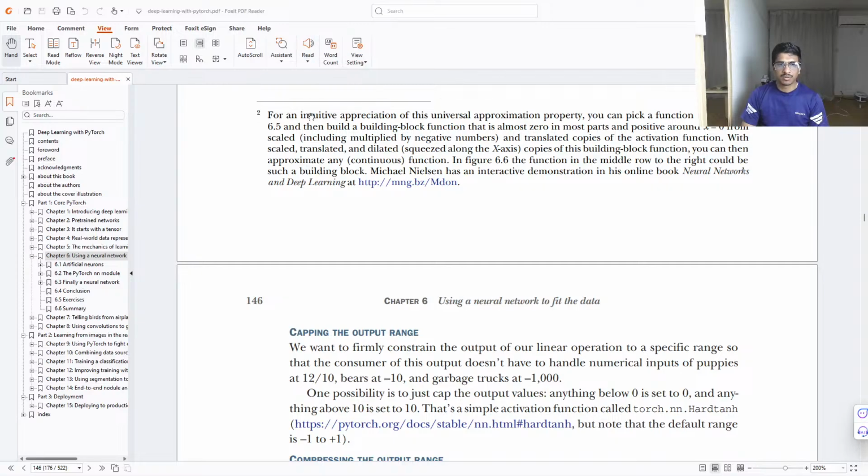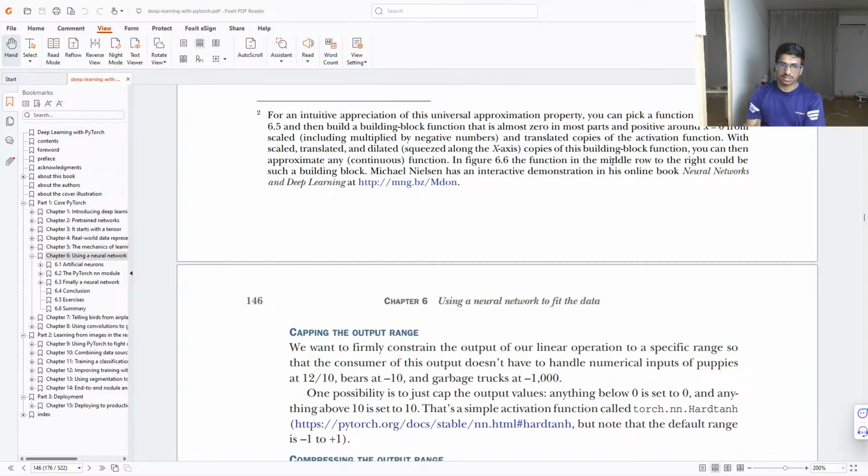Okay, for an intuitive approximation of the universal approximation property, you can pick a function from figure 6.5 and then build a building block function that is almost zero in most parts and positive around x equal to 0, from scaled, including multiplied by negative numbers, and translated copies of the activation function. With scaled, translated and dilated, squeezed along the axis, copies of this building block function, you can then approximate any continuous function. In figure 6.6, the function in the middle row to the right could be such a building block.